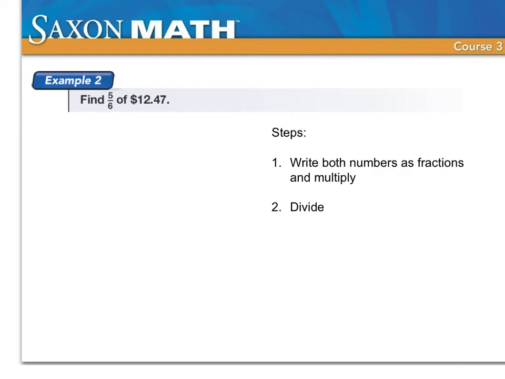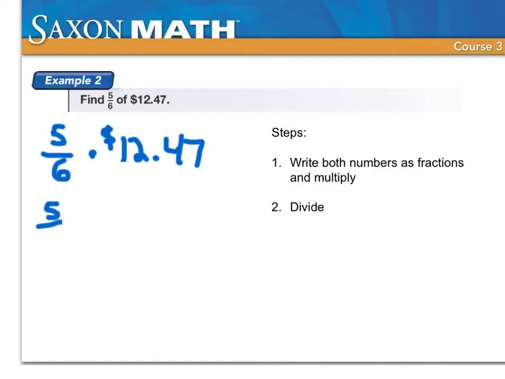Okay, find 5/6 of $12.47. Well, the first thing we should do is rewrite this, okay, as 5/6 of means times $12.47. Okay? Well, we know how to multiply with fractions. We've done that before. So my first step over here is to write both numbers as fractions and then multiply them. So I'm going to take 5/6 times, I'm going to do $12.47 over 1. Okay? And then I'm going to multiply. Remember, when I multiply fractions, I multiply across.